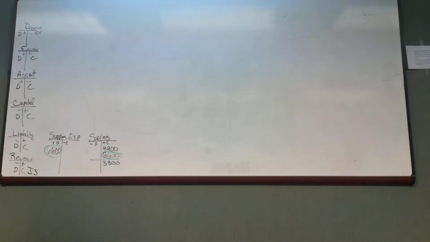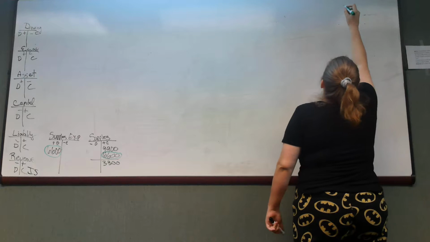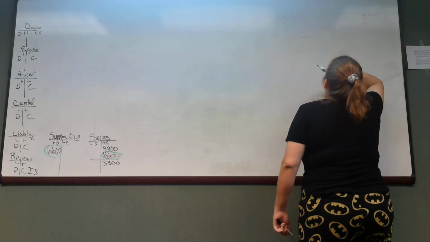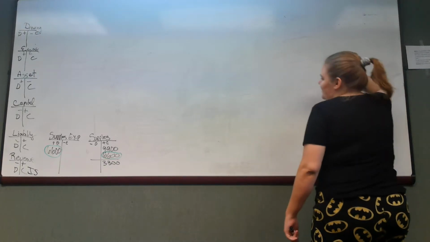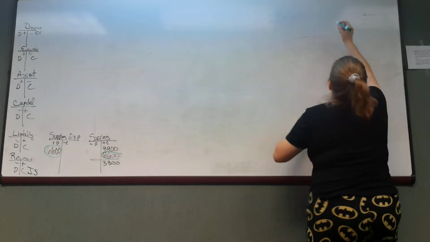So over here, let's start our journal entries. All the way to the top, as high as you can go. So what is your debit and what's your credit on this entry? Supplies expense goes first. Yep.